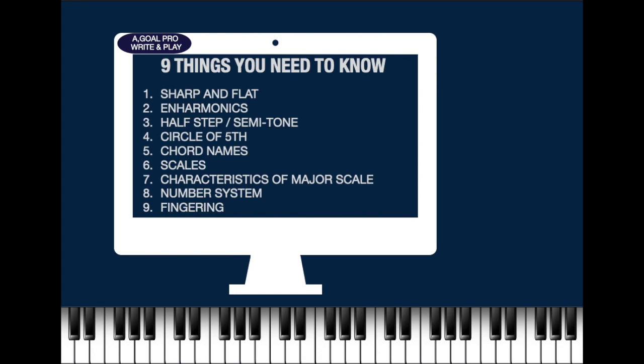Then the next one, which is number five, you have to know the names of chords, okay? You just have to know the names of chords. For example, you need to know, okay, this is a triad, this is a sus2, this is an augmented chord. You just have to know those things. And if you understand the number system, it's very easy to know the names of chords, okay?